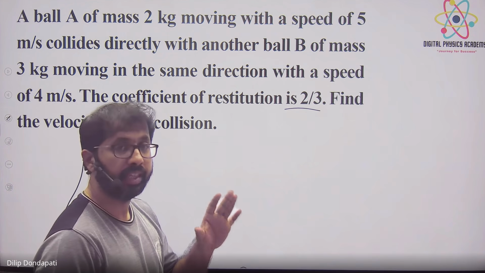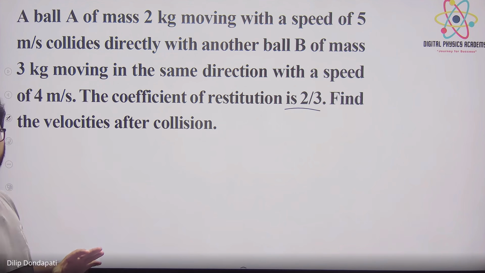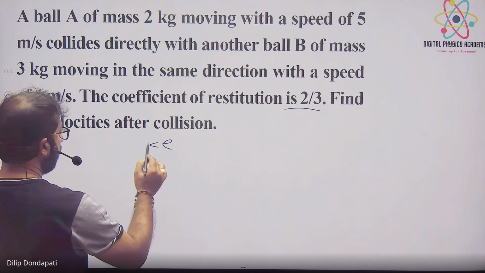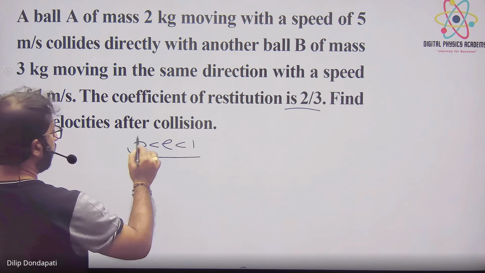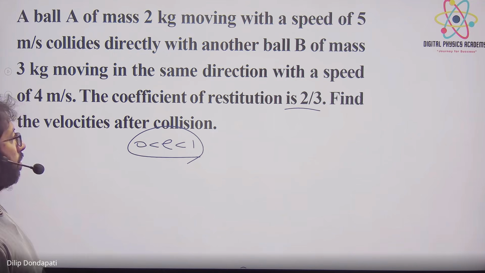Sir, if e is 0, it's inelastic, right? In inelastic, e is not 0. Perfectly inelastic, e is 0. So inelastic, e is greater than 0 and less than 1. So we have to use two equations. One is the coefficient and the other is conservation of momentum. Apply conservation of momentum and the e value and solve. That's it. All problems you have to solve like that only.